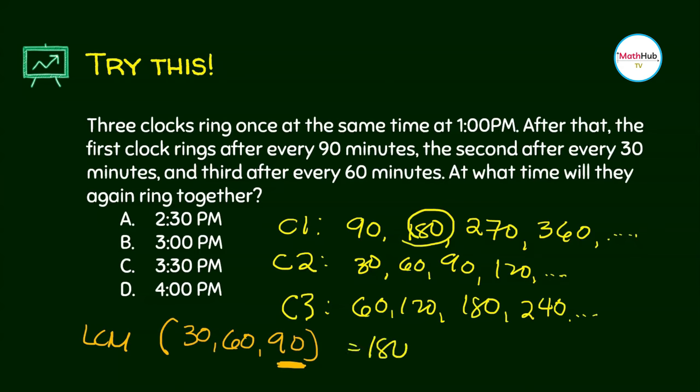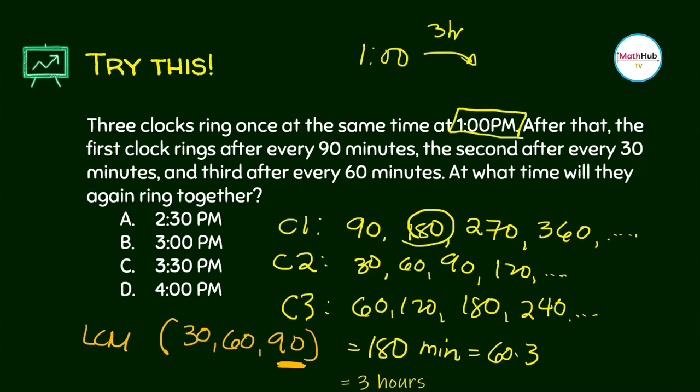180 minutes. What is 180 minutes? 180 minutes is 3 hours, because this is 60 times 3. If they all started at 1 p.m., after 3 hours, that's already 4 p.m. The answer is letter D.